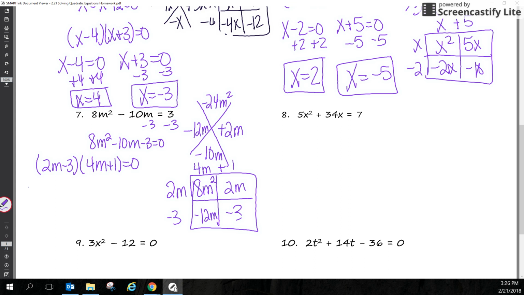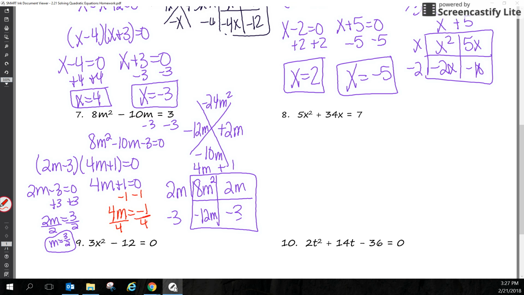All right, so I'm going to split this up, set them both equal to 0. For this first one, we're going to add 3 to both sides. We get 2m is equal to 3. And then we're going to divide by 2, and m is equal to 3 halves. For the second one, first, we're going to subtract 1. Well, that was an interesting change in color. We got 4m is equal to negative 1. Then we're going to divide by 4. We get m is equal to negative 1/4. So those are our two answers for 7.